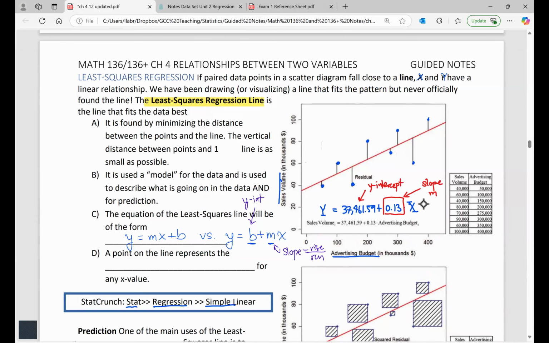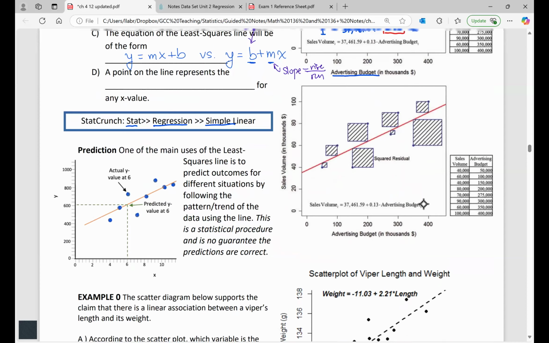All right, so once you have an equation, you can go ahead and actually do one of the major things. The equation itself isn't what we're after, because we already know there's a relationship. It's really what you can do with that equation. And so here's one of the major uses for regression, and that's prediction.